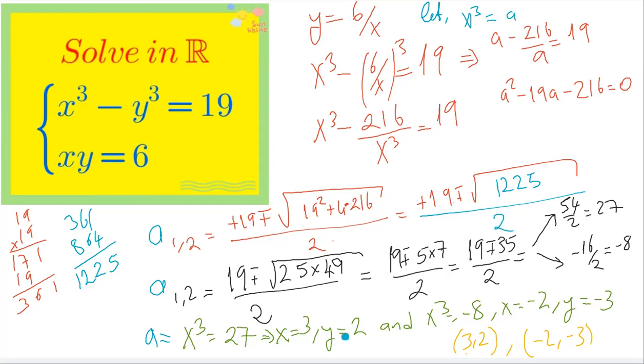So x is 3, y equals 2. If x is 3, we use this relation: 6 divided by 3, y comes 2. And likewise, if x cubed equals -8, x comes -2, because the cube of -2 is -8. So if x is -2, y equals 6 divided by -2, which is -3. So we have two solutions for this equation.